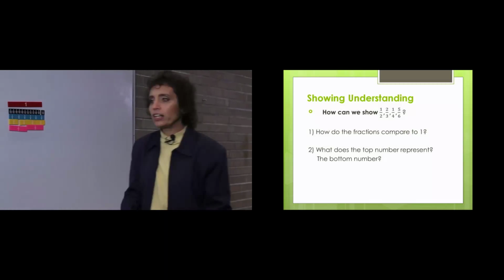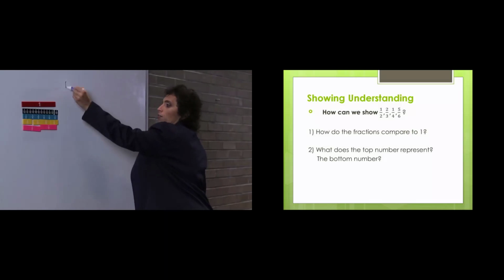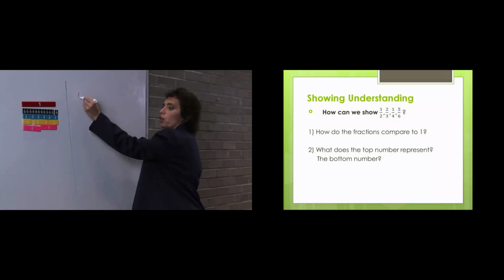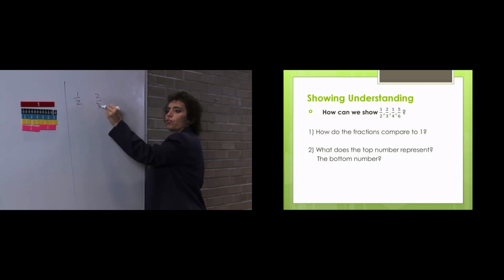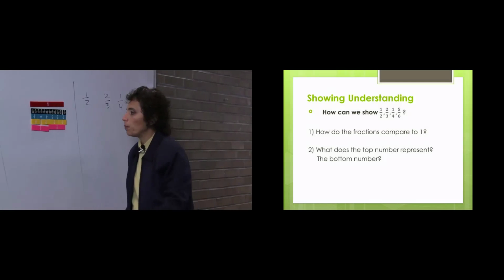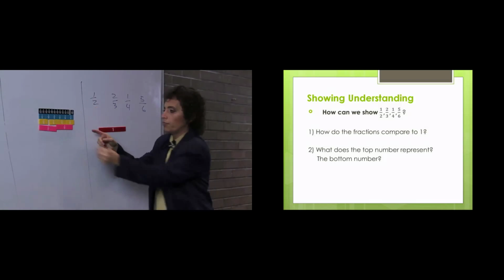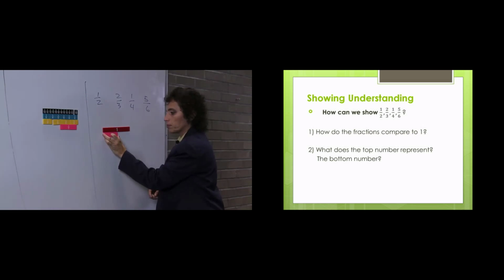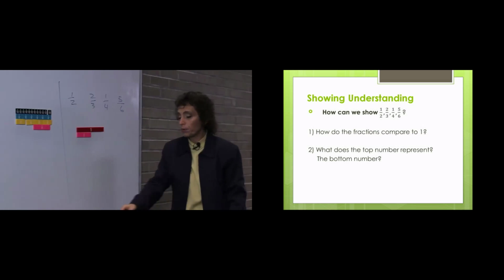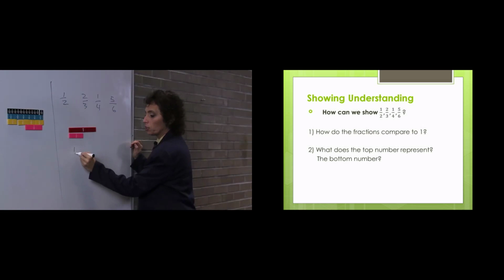Okay, let's take a look at the next thing in your workbook. The next thing in your workbook asks to compare the following fractions to 1. So it's 1/2, 2/3, 1/4, 5/6. So I'm going to do that by taking this 1, and then I'm going to use the 1/2. This is 1/2. Well, how does that compare to 1? Well, 1/2 is obviously less than 1. Well, that makes perfect sense. 1/2 is less than 1.